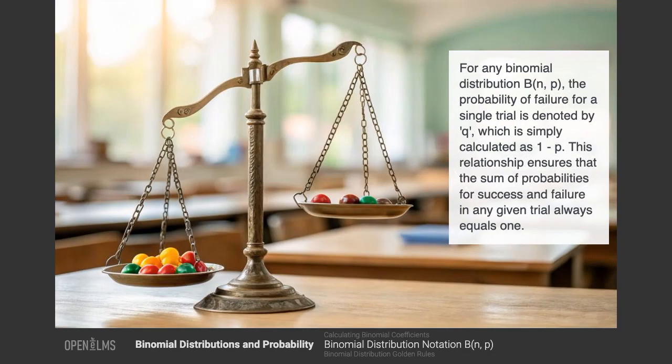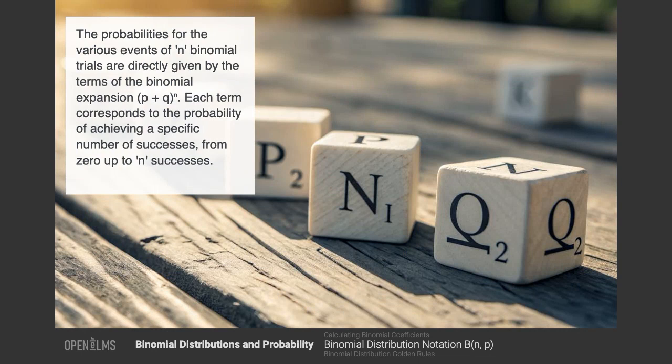For any binomial distribution B(n, p), the probability of failure for a single trial is denoted by q, which is simply calculated as 1 minus p. This relationship ensures that the sum of probabilities for success and failure in any given trial always equals 1. The probabilities for the various events of n binomial trials are directly given by the terms of the binomial expansion, (p + q)^n. Each term corresponds to the probability of achieving a specific number of successes, from 0 up to n successes.